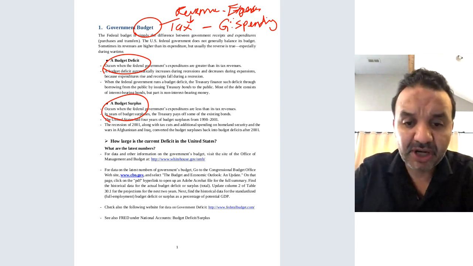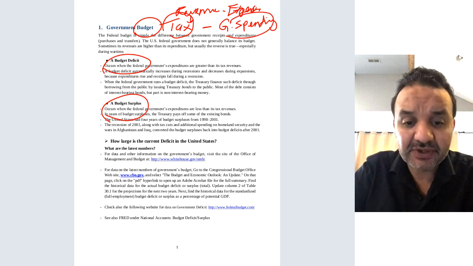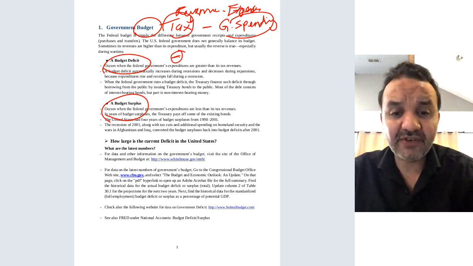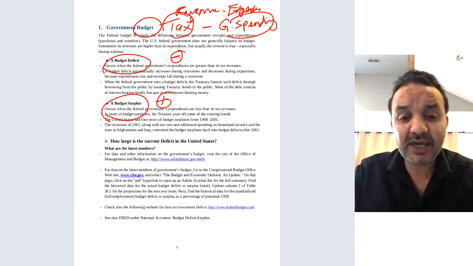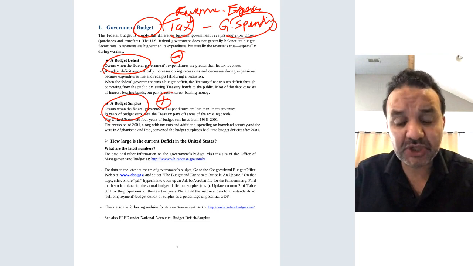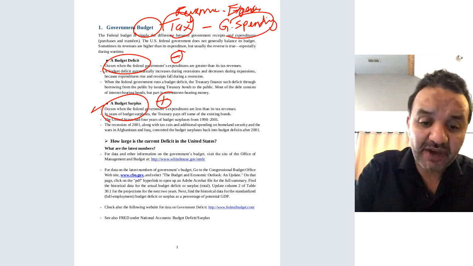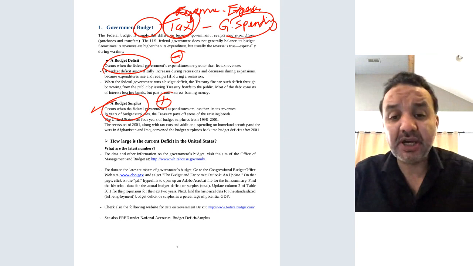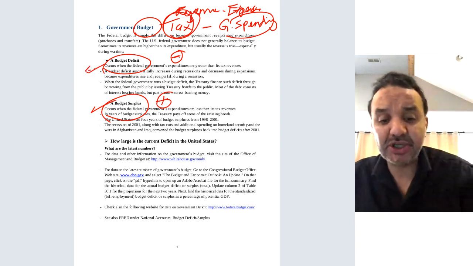Okay, so budget deficit means simply, if we subtract government spending from taxes and the budget is negative, we have a budget deficit. If we have a positive number, we have a budget surplus. So if the revenue collected by the federal government exceeds the government spending, this means we have a budget surplus. On the other hand, if the tax collected is not covering the government spending, we will end up with a budget deficit.